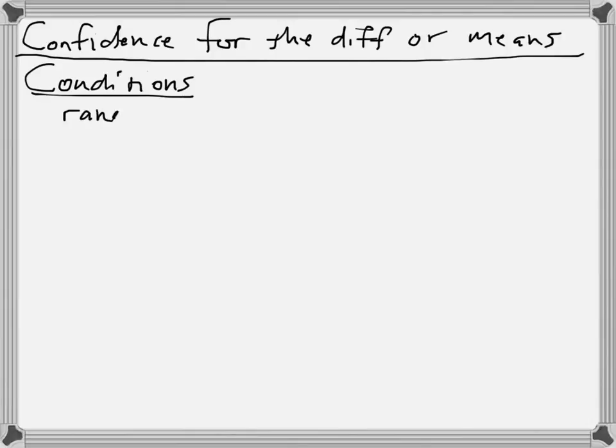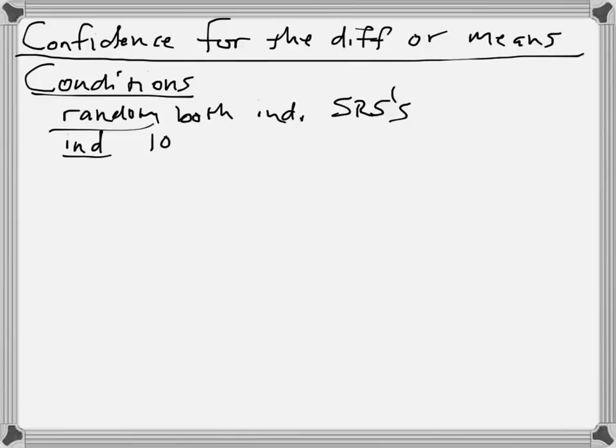Again, random, but in this case we have to check it twice. Both independent random samples. I'm not even going to call them random. I'm just going to say we have to use SRSs for our methods. And again, they should be independent. One sample should not influence the other sample. Our independent condition, at least when sampling, is again the 10% condition for both. I think we're used to that by now.